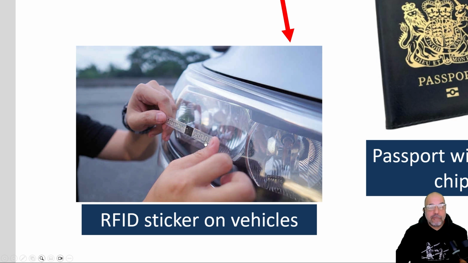RFID stickers on vehicles. Now you can see this is a very thin, translucent sticker. It's been placed on the headlights of the vehicle. You can see these little square things here. That's the antenna and the chip in the middle. These are great in car manufacturing production.